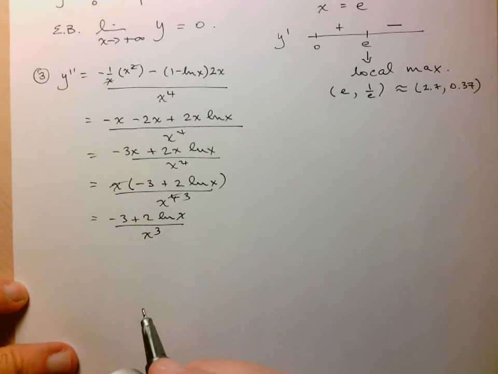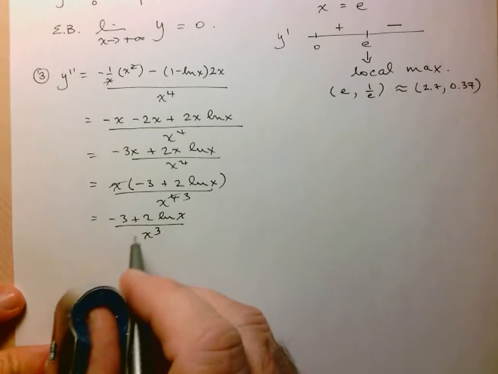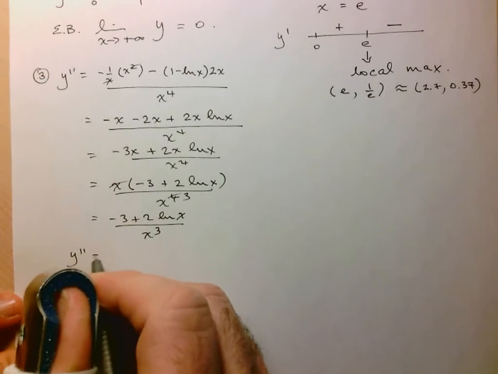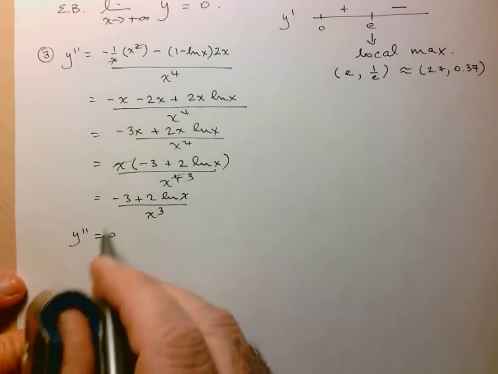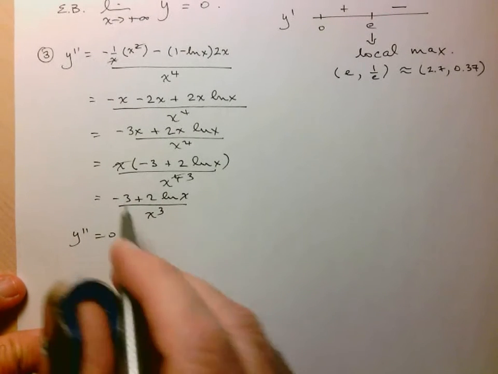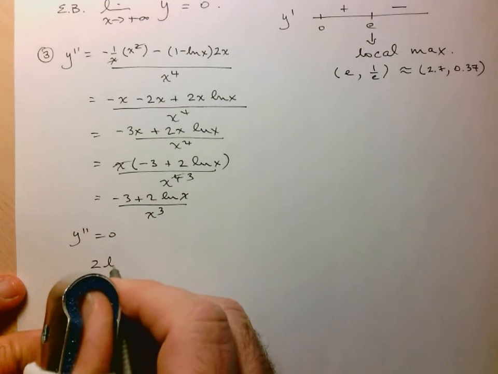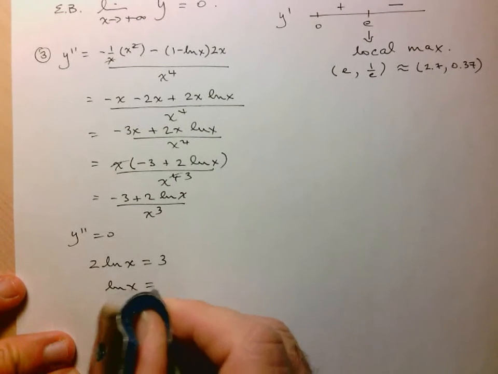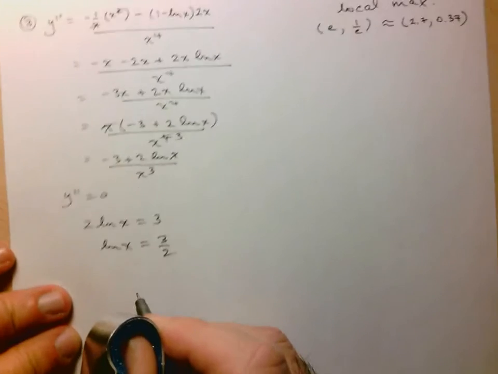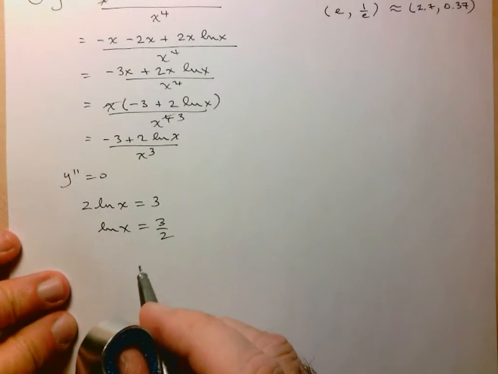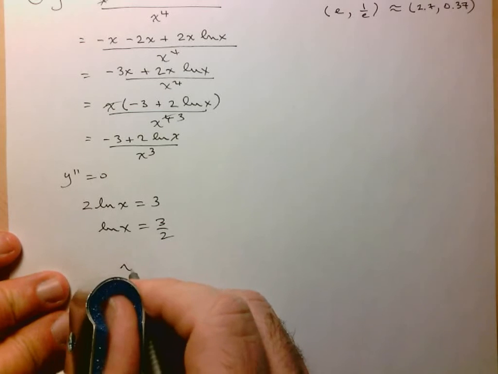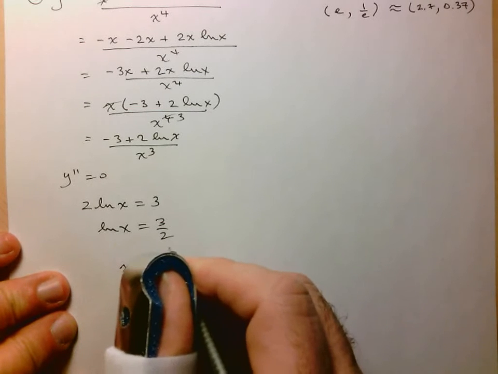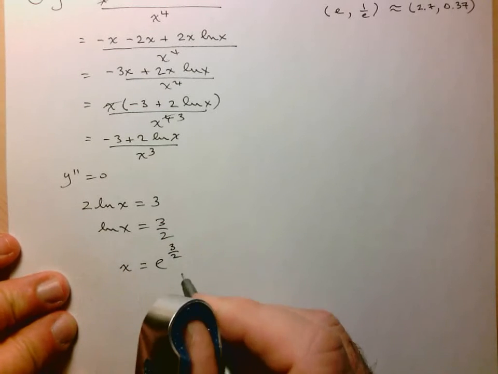Okay, so let's look for our possible points of inflection. Okay, so that'll be when y double prime is equal to 0. So here the numerator needs to be equal to 0. So we have 2 ln x is equal to 3. So ln x is equal to 3 over 2. And take the exponential function base e of both sides. So x is equal to e to the 3 over 2.